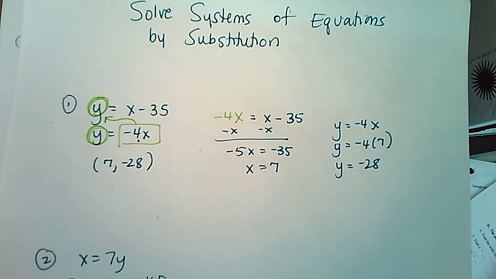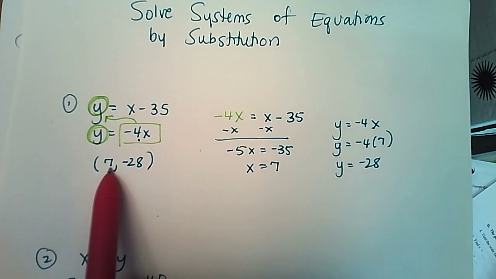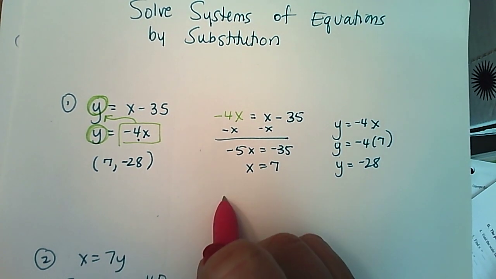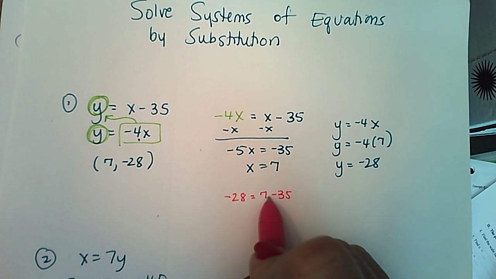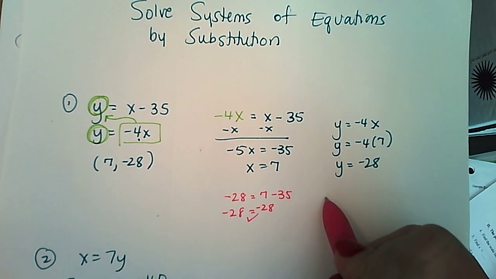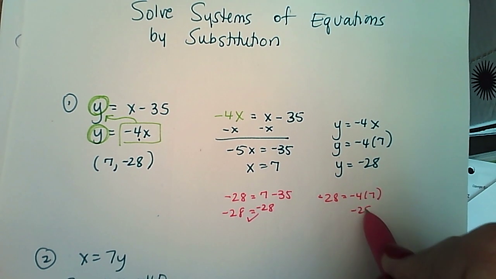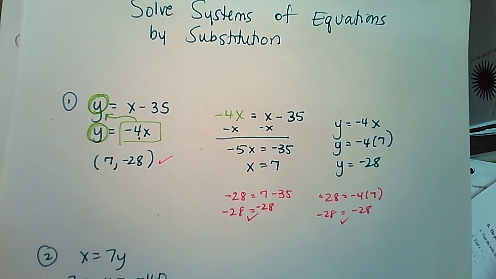Well, how do I know that I'm right, Miss Singletary? Because I don't want to get up and do it all and find out I'm wrong. I can take both of my equations and quickly put in my x and my y that I found to make sure they work. Has to work in both. So, my first equation, so negative 28 equals 7 minus 35. When I do the math, this is negative 28, so they match. Negative 28 equals negative 28. Put it into the second equation. Negative 28 equals negative 4 times 7. Well, negative 4 times 7 is negative 28. Voila, they both match, means my answer is 100% correct.